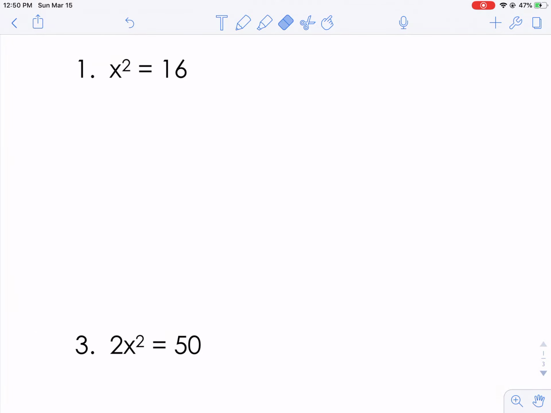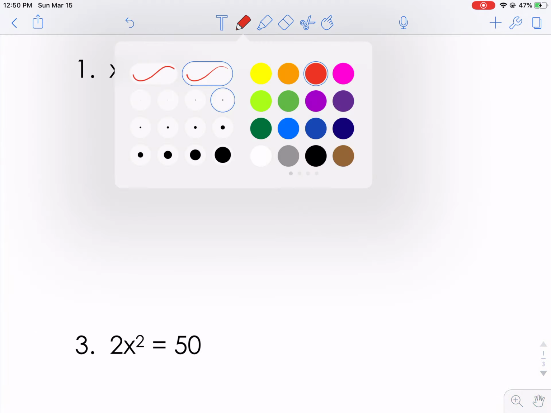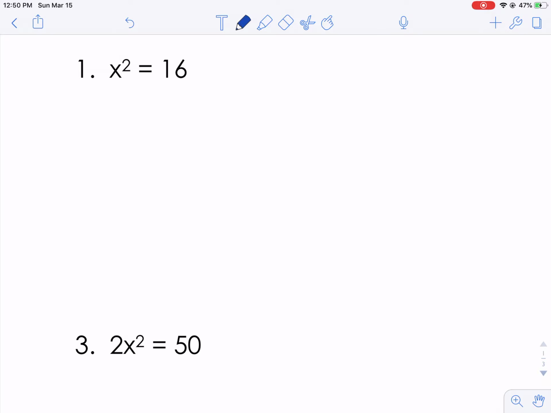Example number 1 says x squared equals 16. Step 1 said to isolate the term that has the square on it. Well, that would be the x squared, and it's already by itself. There is nothing else on the same side of the equal sign as that x squared. That means we are ready to take the square root of both sides.